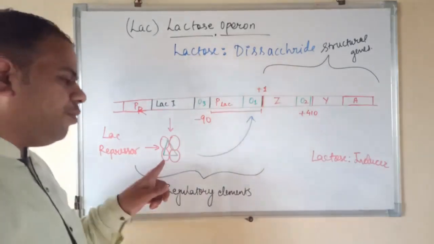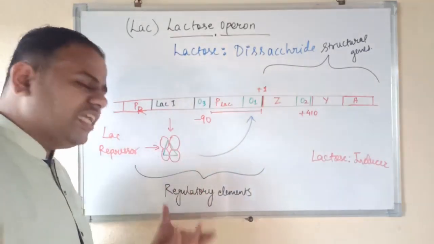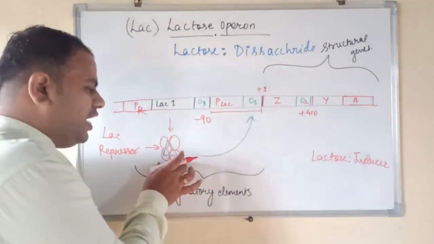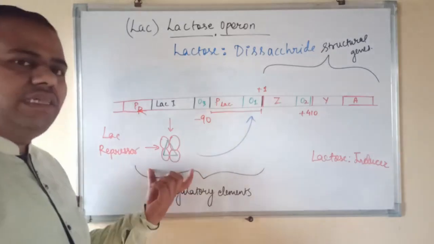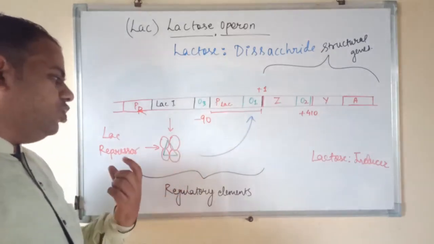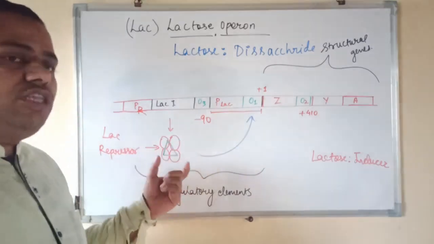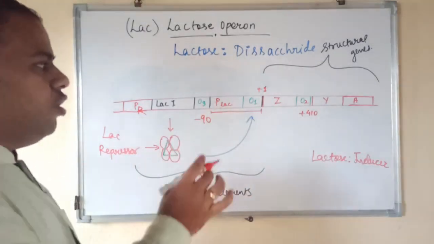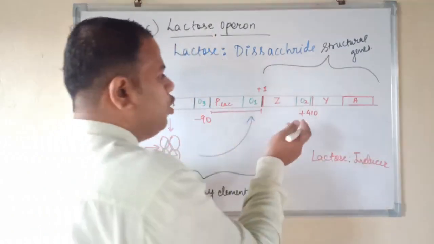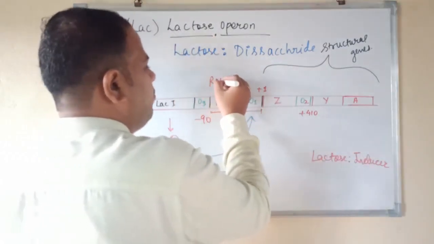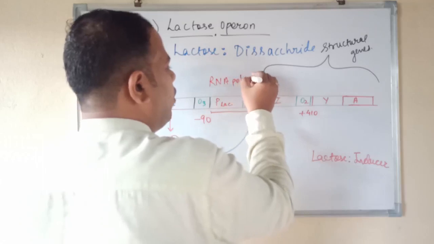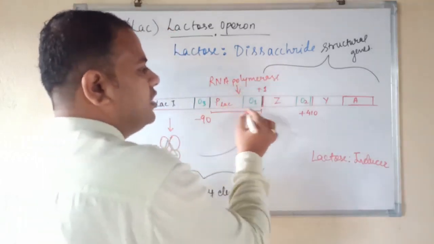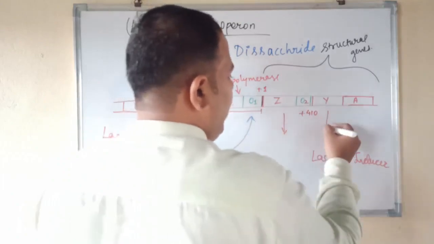It changes the conformation of this Lac repressor in such a way that it is not able to bind at the operator region. So due to the conformational change when it is bound to lactose, shown in green here, it is not going to bind at the O1 region, which makes the O1 region vacant for the RNA polymerase enzyme to come and bind at this promoter region and synthesize the ZYA genes.